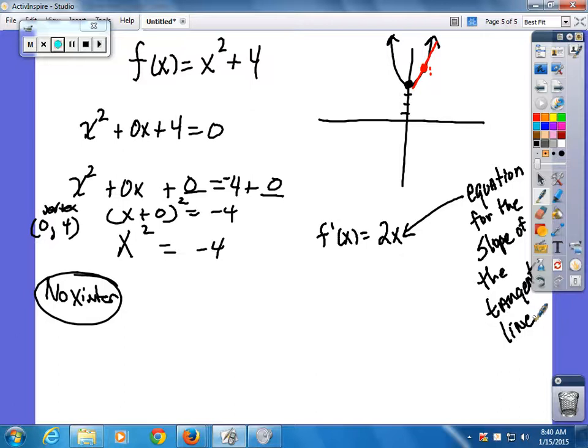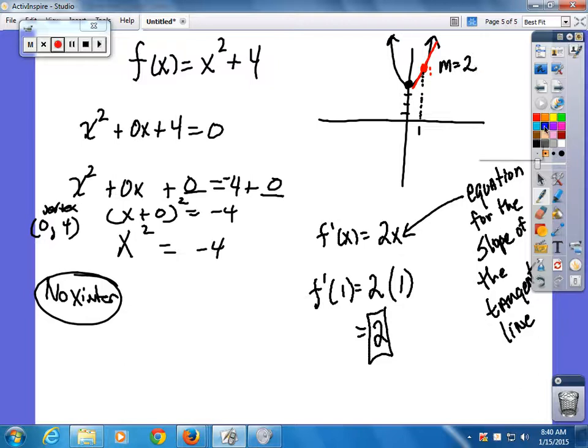So I want to know what the slope of that line is right there. If I take my handy dandy tool here, I'm going to say that the point right there is x equals 1. So I'm going to plug it in. f prime of 1 is equal to 2 times 1, which is equal to 2. So the slope of that red line right there is 2.